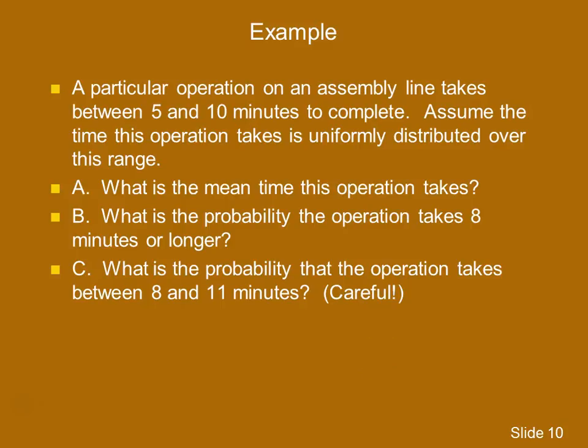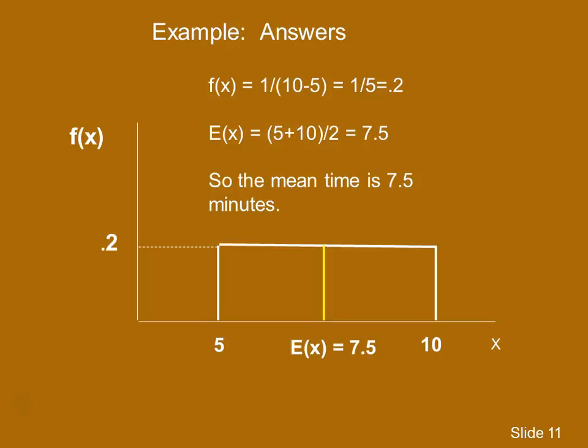Well, once again, let's draw ourselves a picture and see what this looks like. We're told that this operation takes between 5 minutes and 10 minutes. So that's our points a and b from earlier. Those are the endpoints of this distribution. Nothing below 5 is possible. Nothing above 10 is possible. We can figure out what f of x has to equal by the equation we had before. F of x has to be 1 over b minus a, where b is 10, a is 5. 1 divided by 10 minus 5 is 1 over 5, or 0.2. So the height of this function has to equal 0.2.